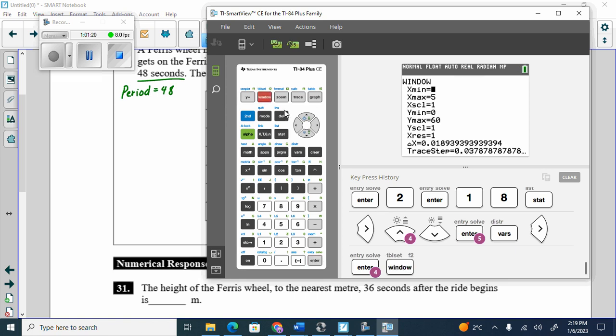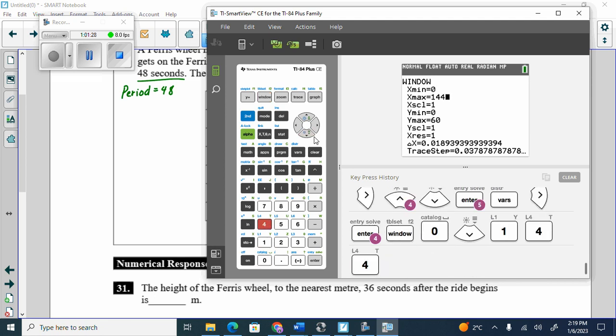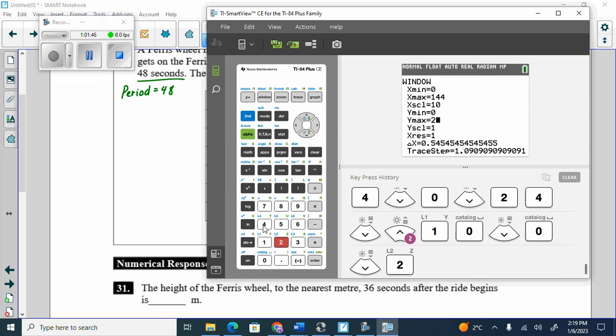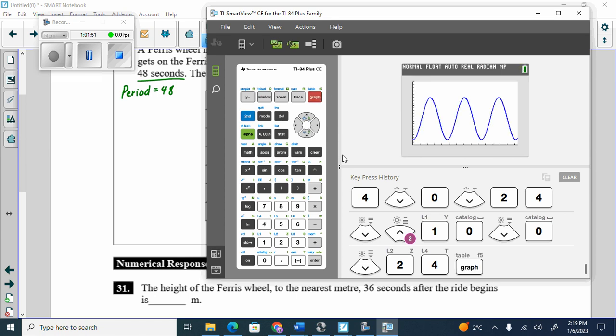I immediately go to my window and I change it to fit the data. So 0 to 72, so I'm going to go 0 to 144. I like doubling it. And then the height would be 0. Looks like it maxed out at 18, but it could go higher. We might not see that, so we'll go 24. Oops, X scale is 10. Minimum is 0, maximum 24. It doesn't need to be that high, but I'm going to anyways. And then press graph and see if I can see it. If you can't see it, your window's either wrong or you're in degree mode. So make sure you check that you're not.